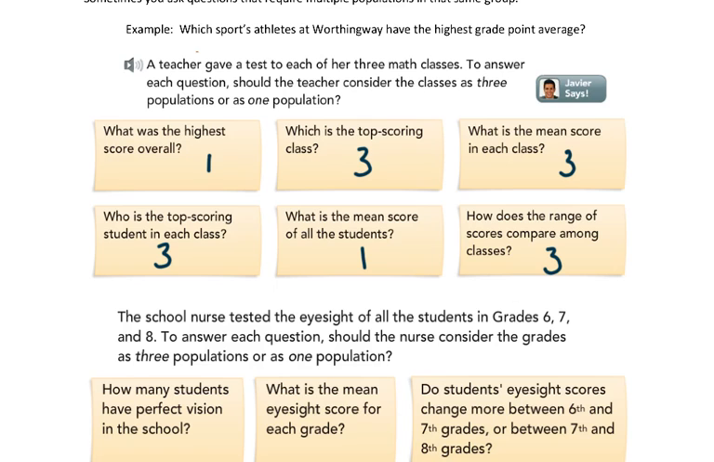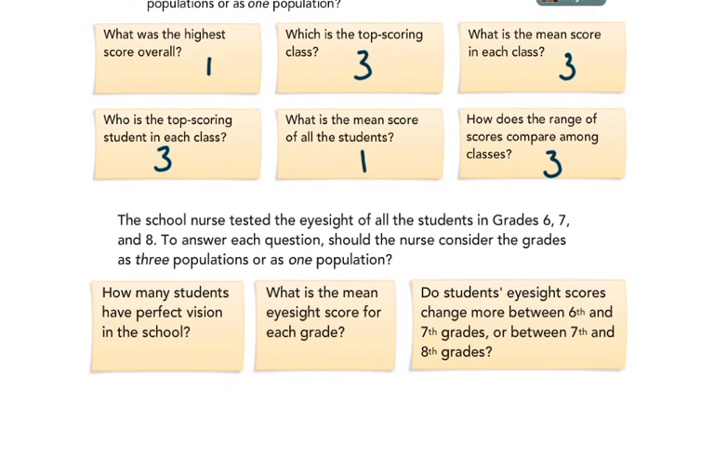The next scenario, the school nurse tested the eyesight of all the students in grades 6, 7, and 8. To answer each question, should the nurse consider the grades as 3 populations or as 1 population? Again, I ask you to pause and answer the questions, and then once you have answered, check to see if you were correct. So pause the video now, and you should have chosen 1, 3, and 3. Again, if you have any questions about those answers, please ask me. Moving on to the next page.